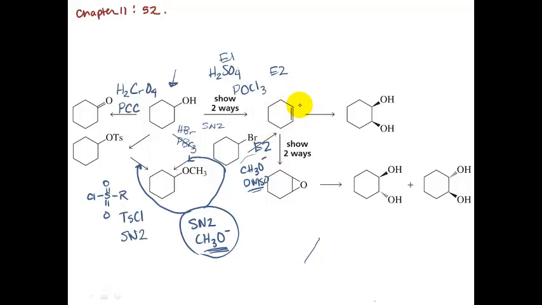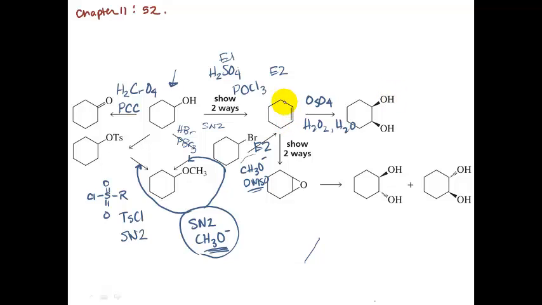Now that we have the alkene, there's several different things that we can do to the alkene. We can go directly to the cis diol through the oxidation reaction of osmium tetraoxide in the presence of H2O2 and water. So peroxide and water. This is going to give us our cis diol. That step is an oxidation.